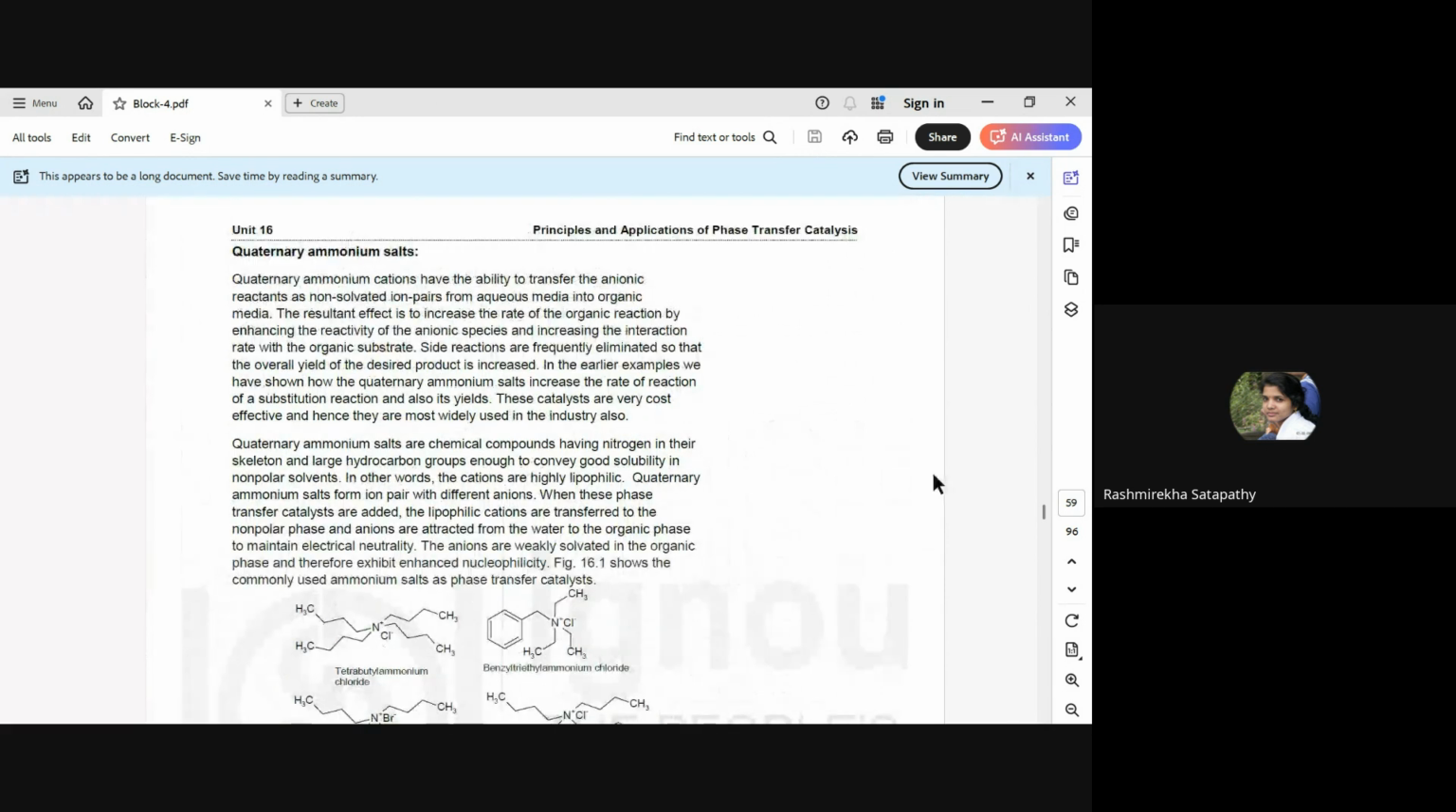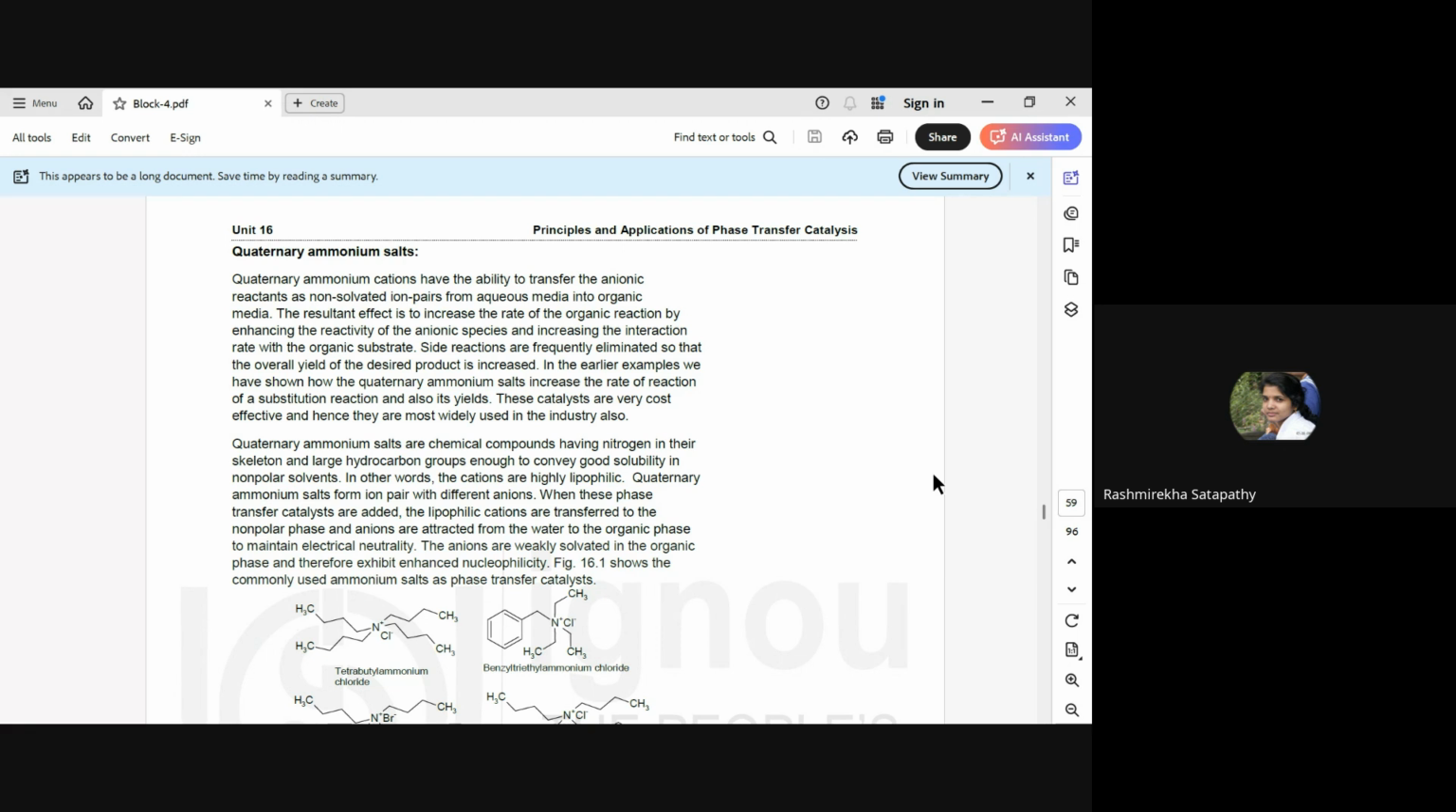The quaternary ammonium cation has the ability to transfer the anionic reactant as a non-solvated ion pair from aqueous media into the organic media. The resultant effect is to increase the rate of organic reactions by enhancing the reactivity of the anionic species and increasing the interaction rate with the organic substrate. Side reactions are frequently eliminated so that the overall yield of the desired product is increased.